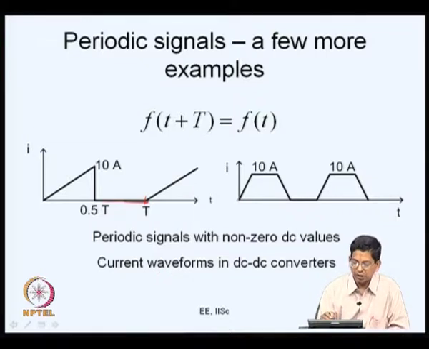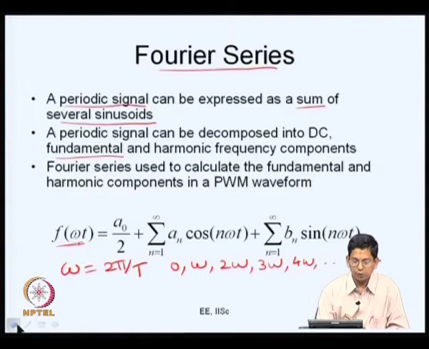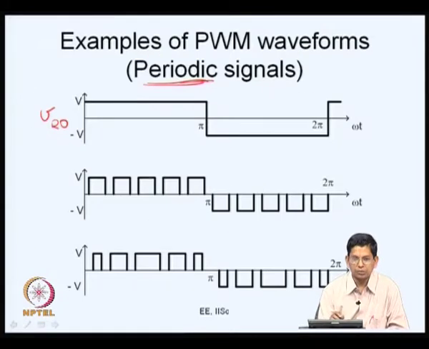Another example is given here: current rises, stays flat, falls back, and then it is 0 for a certain amount of time, and this is your time period T, and the same thing repeats now. So, these are also certain other examples of periodic signals. Now, in this case, there is a difference between the previous one and here. The previous ones were all by and large AC waveforms, and they did not contain any DC component at all.